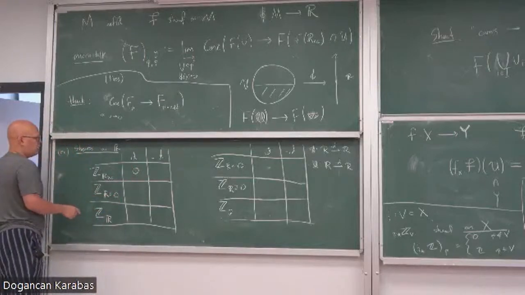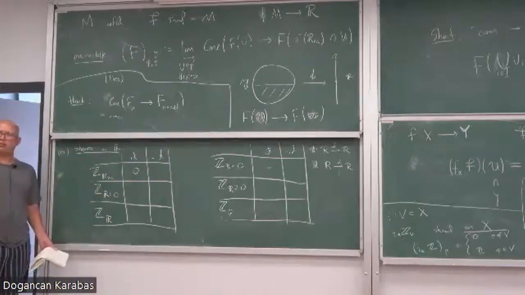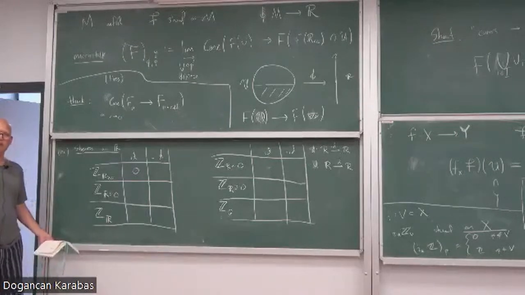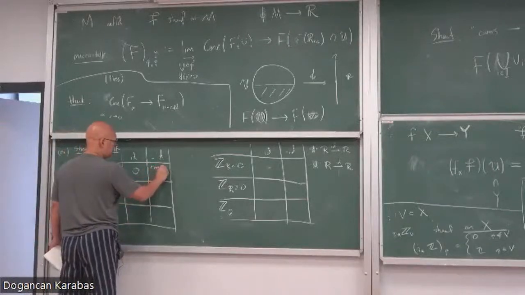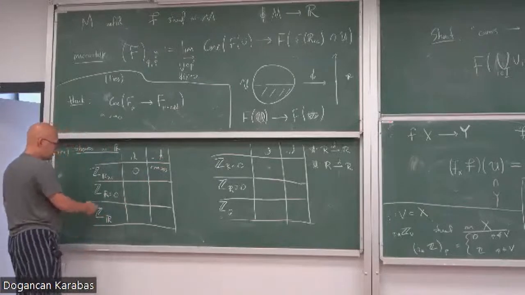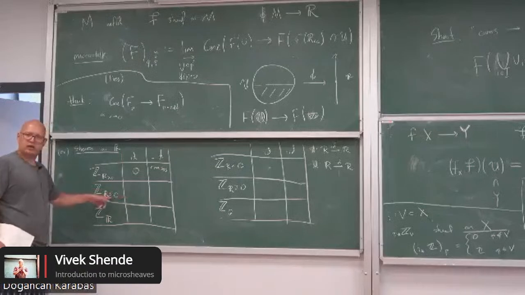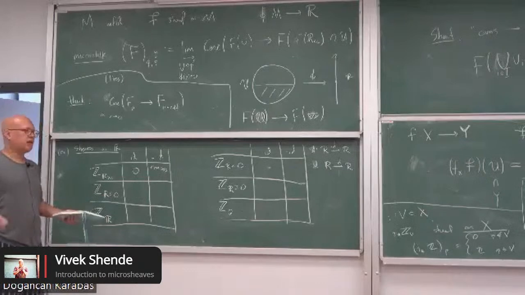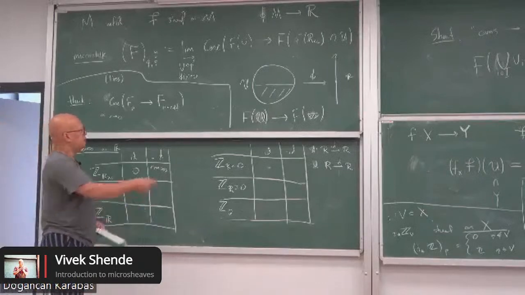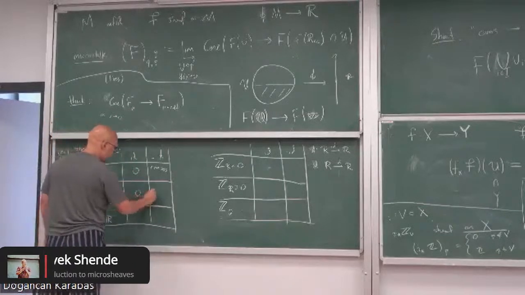But how about with this one? Now I should compare the stalk at 0, which is 0, to the stalk at a small positive number, which is not 0. This is non-zero. And how about this one? I compare the stalk at 0, which is non-zero now, to the stalk at a small negative number, also non-zero. And moreover, they're both Z. So I'm comparing them. You have to compute what the comparison map is, but maybe it's the identity, and so the cone is 0. And if you compute, it's still non-zero.